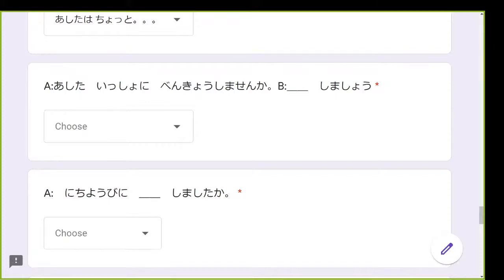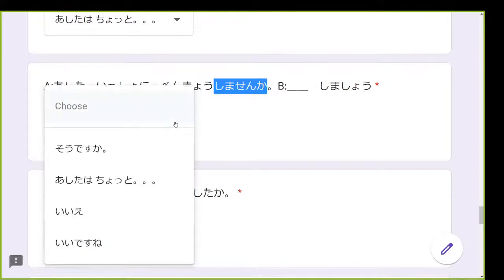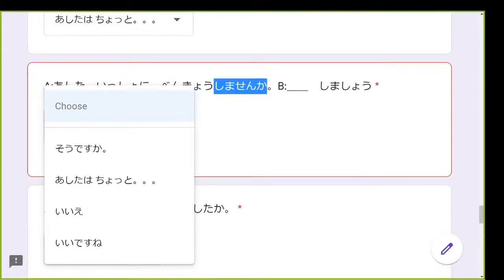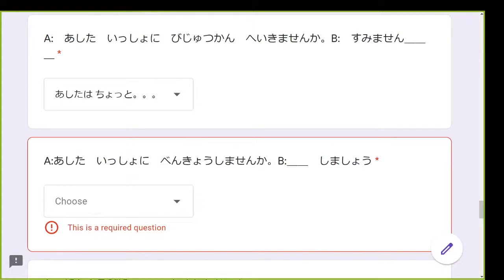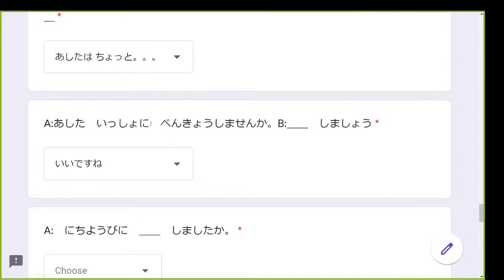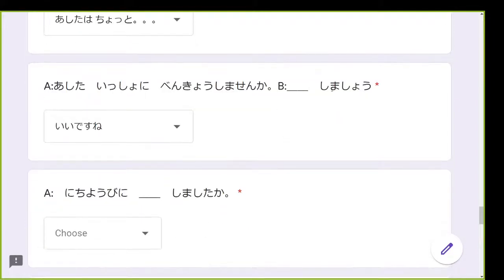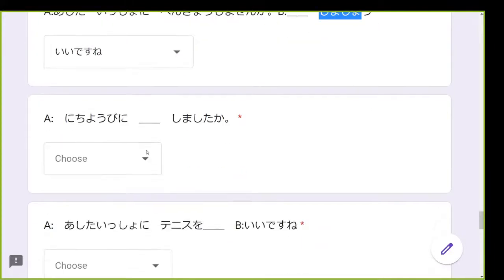明日一緒に勉強しませんか？ It should be 勉強しませんか？ What's the appropriate response? いいですね。しましょう。 ちょっと待ってね。 So it becomes ii desu ne. That's a nice idea. Tomorrow, let's study. Why don't we study together? Ii desu ne, shimashou. Okay, that's a good idea. Let's do that.